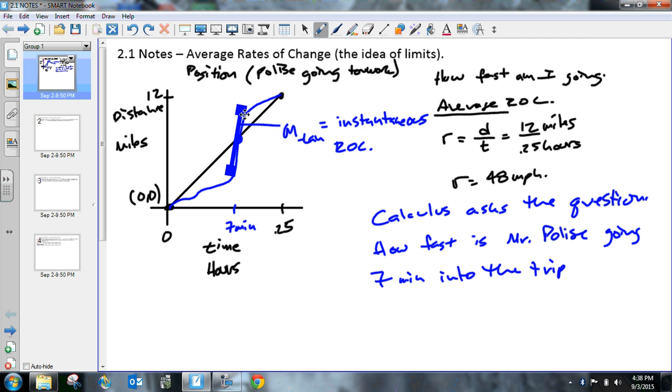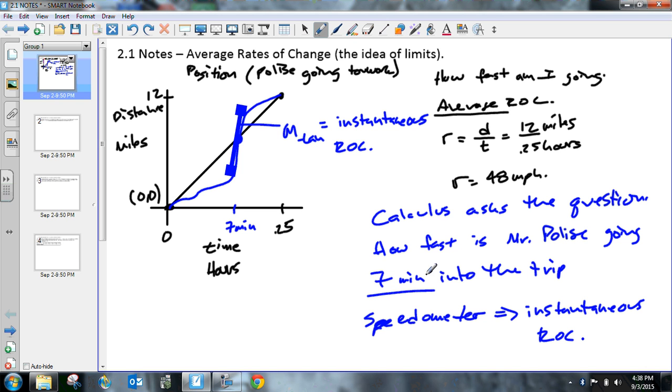But I'm concerned about what's happening at that instant. What's happening 7 minutes into the trip? Believe it or not, folks, your speedometer calculates that for you. It tells you how fast you're going at an instant, okay? Speedometer gives you your instantaneous rate of change, okay? And that's what we're going to look at, okay?